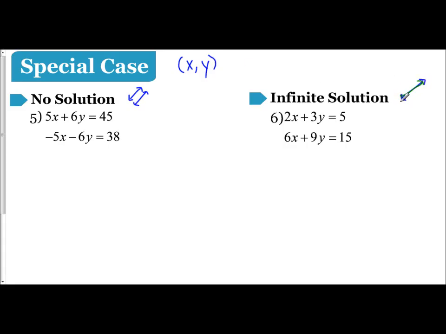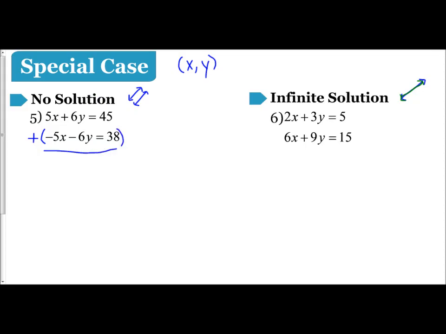Well, we also have those special cases when it comes to solving systems of equations algebraically, either by elimination or substitution method. So what we're going to do is look at what this looks like in both cases. In the first example, 5x plus 6y equals 45 and negative 5x minus 6y equals 38, I'm going to use the elimination method. I see I have opposites here, 5x and negative 5x, so I don't need to create them. I can just add the two equations together.